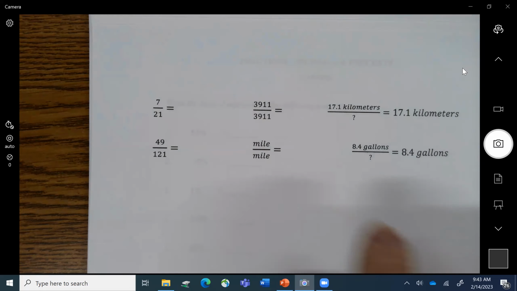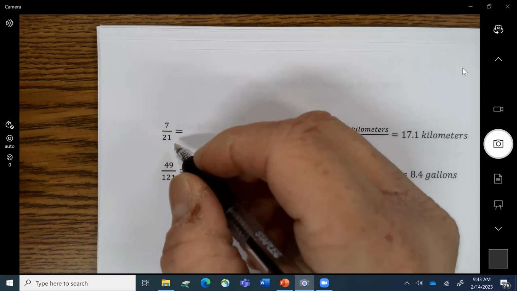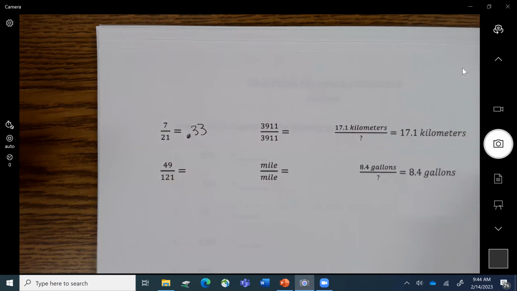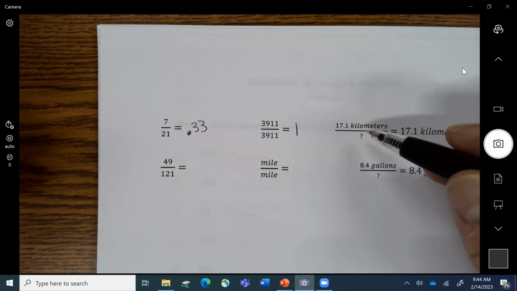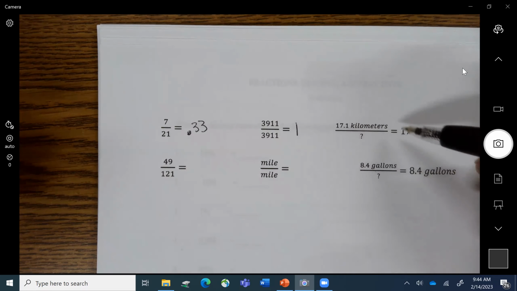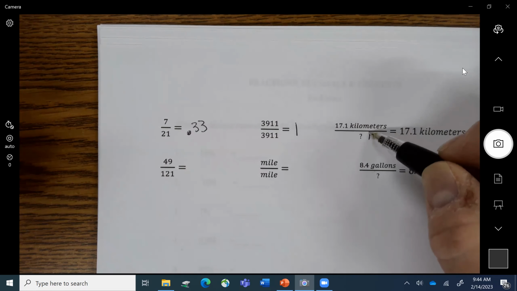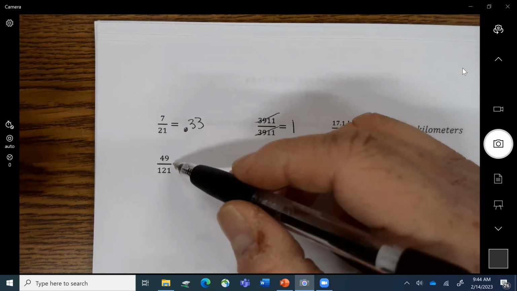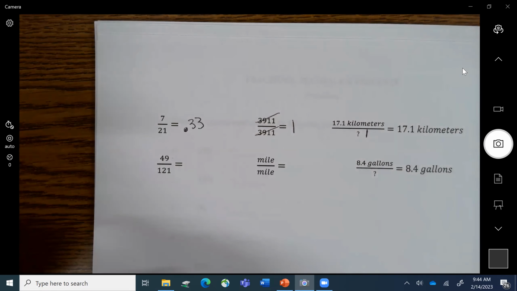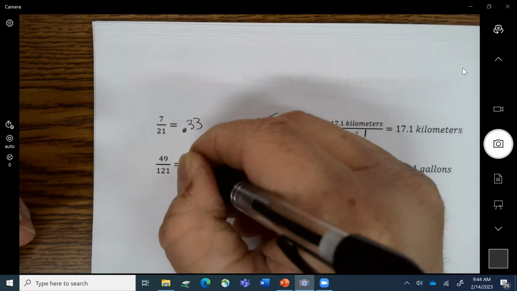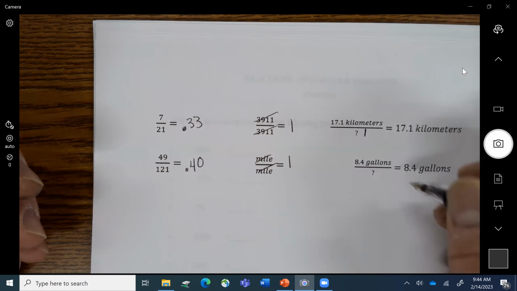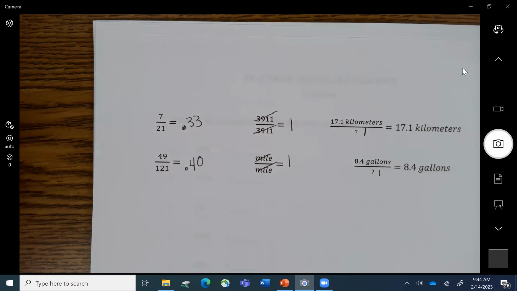All right. This one, 7 divided by 21. This one's 0.33. I know for a fact it is. All right. 3911 divided by 3911 is 1. 70 km or kilometers divided by kilometers is also 1. Those cancel and equal 1. And then 49 divided by 121 is 0.40. Mile over mile, all those cancel and equal 1, and 8.4 gallons over what equals? Well, it's over 1. Okay.